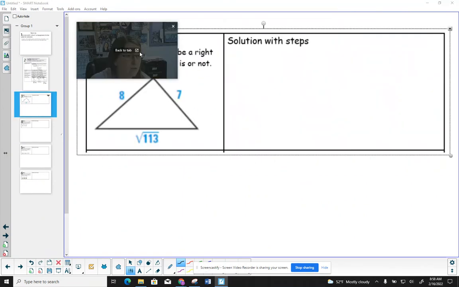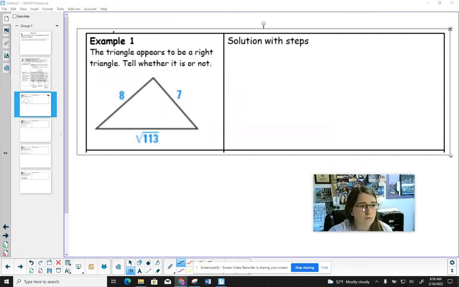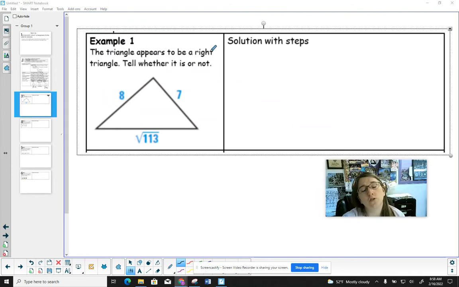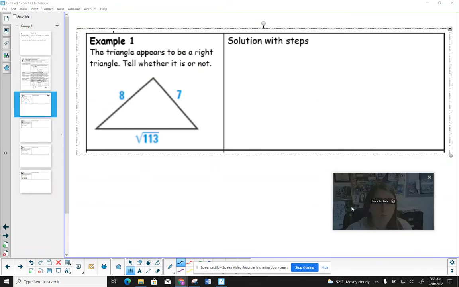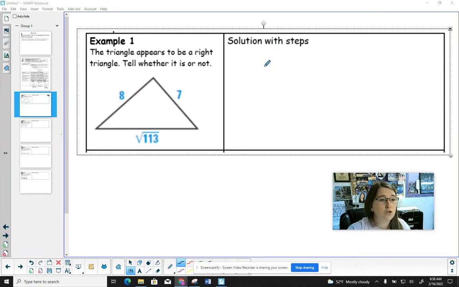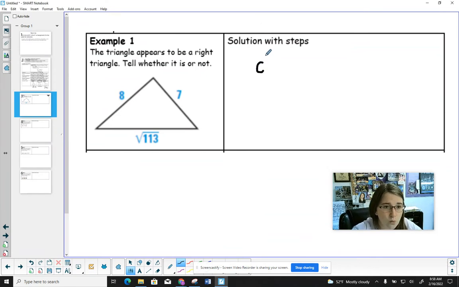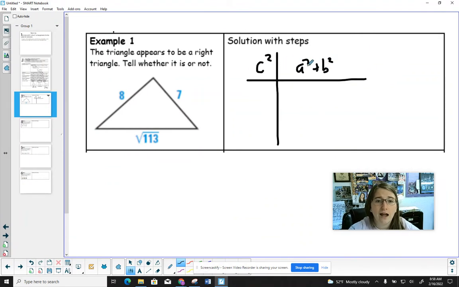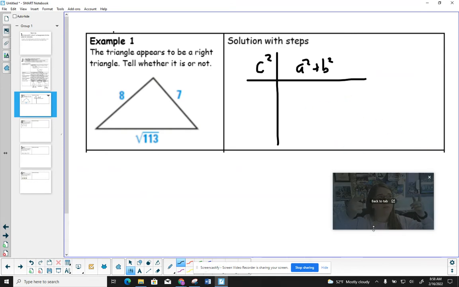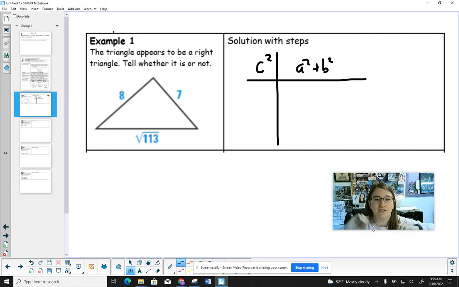So let's go ahead and look at example 1. We'll do a couple problems here. It says the triangle appears to be a right triangle, right? We might look at that and go, yeah, I think that's a right angle. Tell whether it is or not. So what we have to do is compare your c squared to your a squared plus b squared. Again, there's a reason why I write it this way. The c squared is always going to go first when we do this type of problem because it will allow you to come to the conclusion a little bit easier.